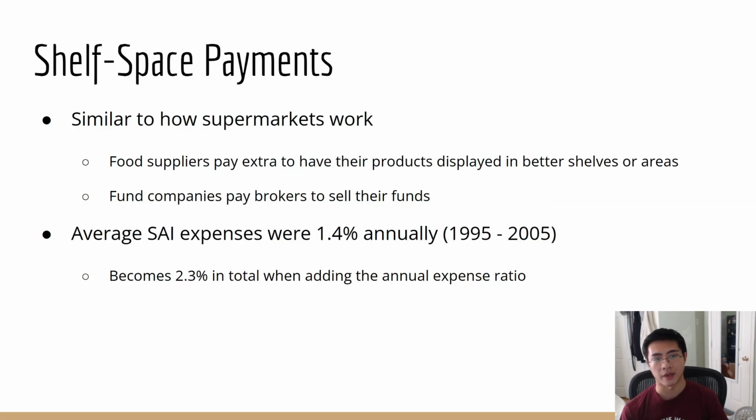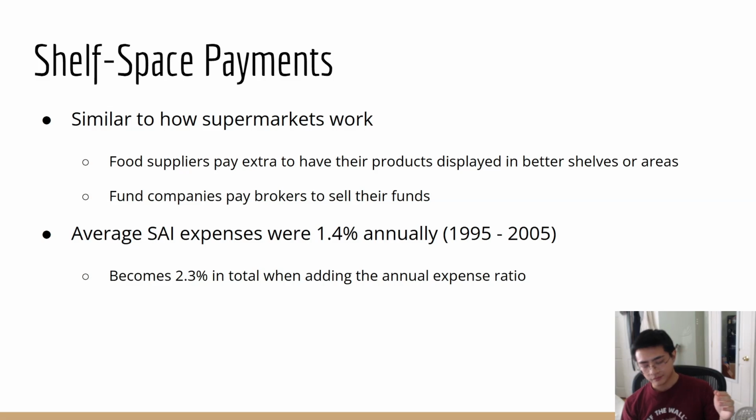Next are shelf space payments. These are similar to how supermarkets work. For supermarkets, a food supplier will have to pay extra money for their products to be displayed on the easily accessible shelves, the ones at eye level. Similarly, fund companies pay brokers to sell their funds. It's like an advanced form of advertising essentially.